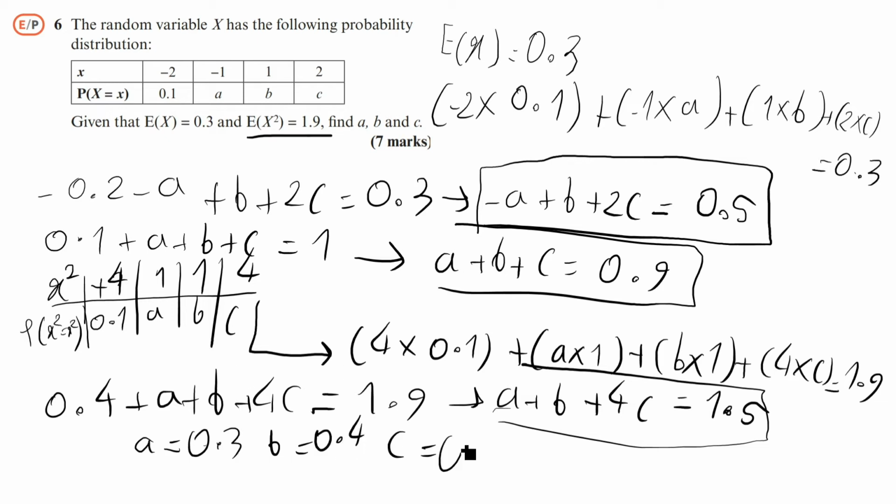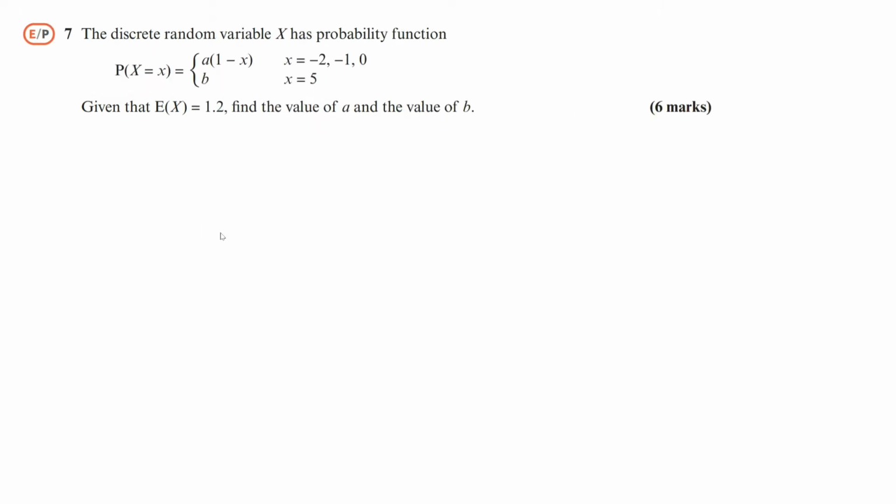Okay, this was the sixth question, and it was pretty straightforward. Next question, question 7. The discrete random variable x has this probability function. Given that E(x) equals 1.2, find the value of a and the value of b.